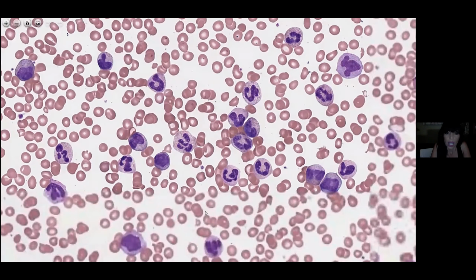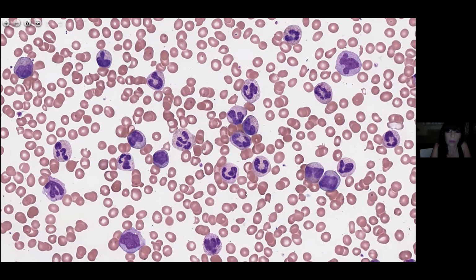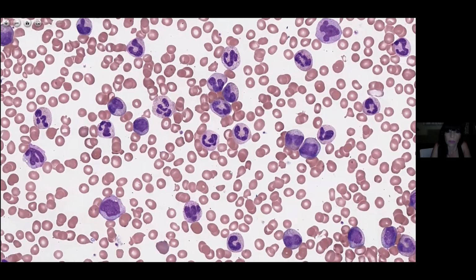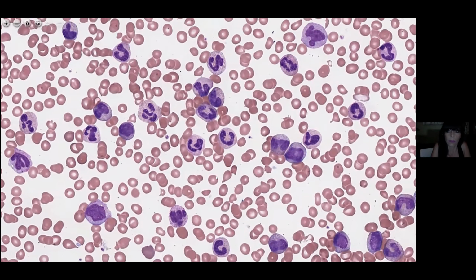Well, I was going to add that from a clinical perspective, we all know that chronic myeloid leukemia, this is a classical case of chronic phase chronic myeloid leukemia. There are three main phases: chronic, accelerated, and blast phase.